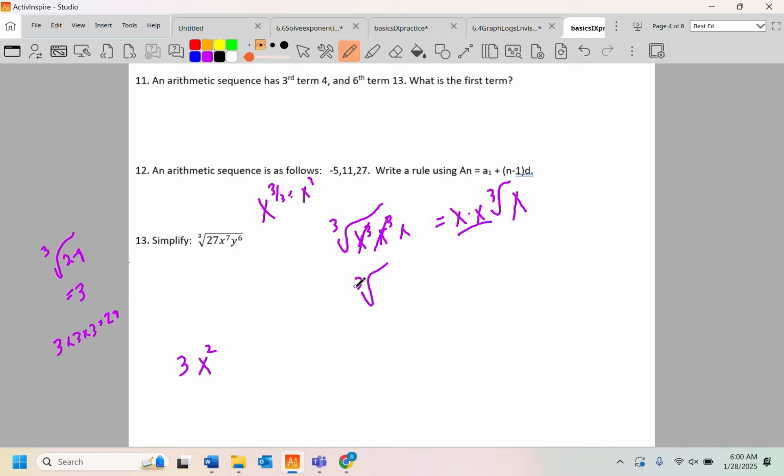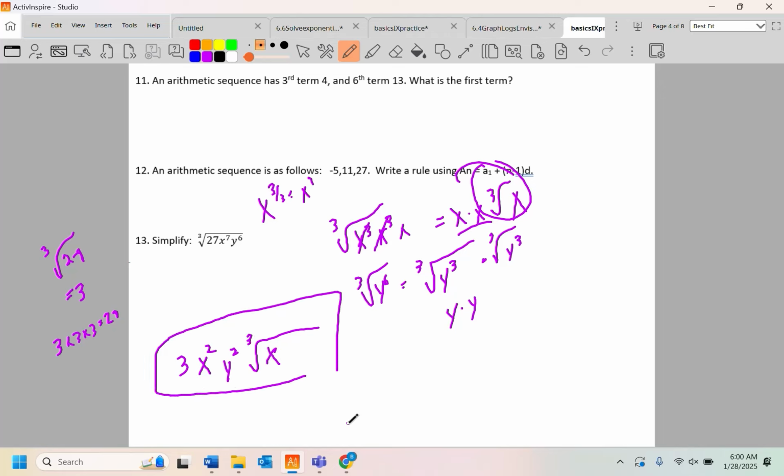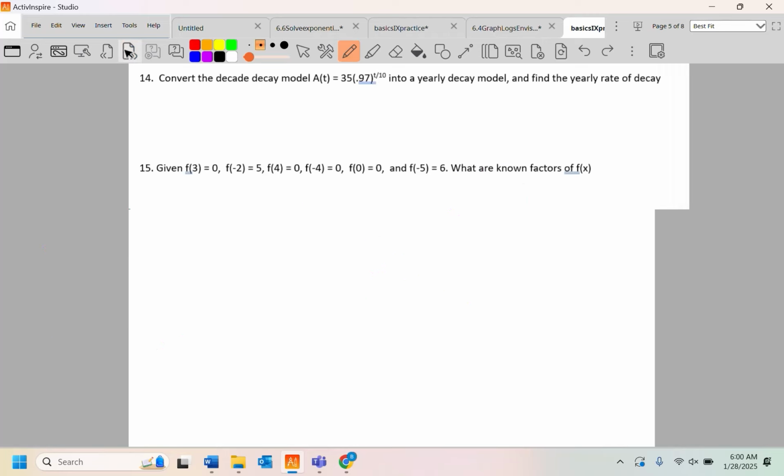And now I'm also thinking about the cubic root of y to the 6th, which is going to be the cubic root of y cubed times the cubic root of y cubed. Each of those creates a y, and y times y is y squared. The only thing left inside was a cubic root of x, which I cannot evaluate. It reduces down to 3x squared, y squared, cubic root of x. Done.